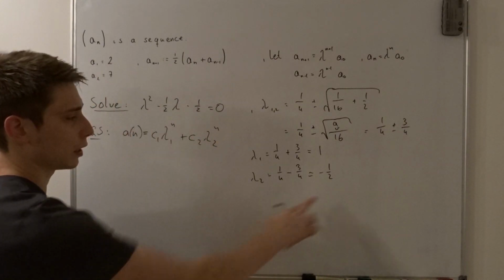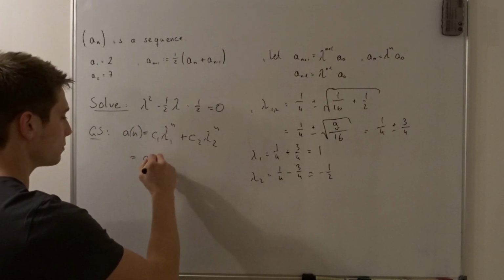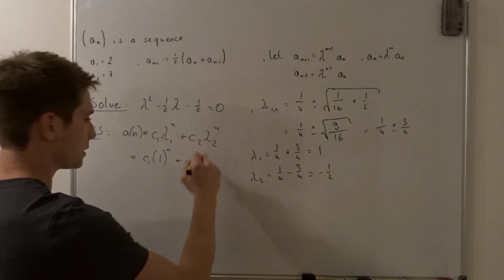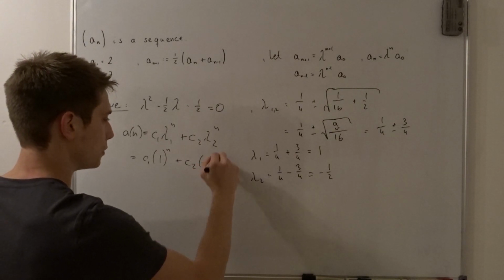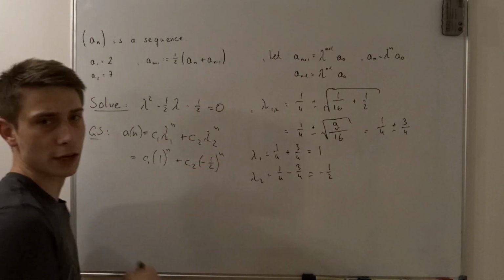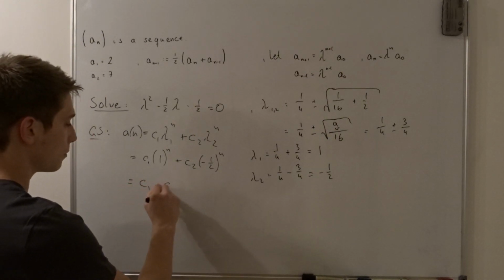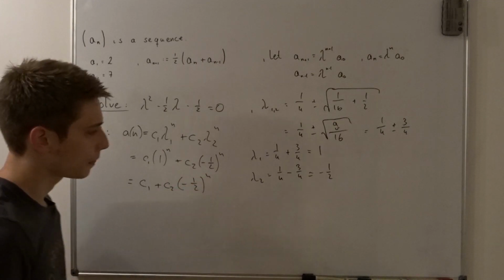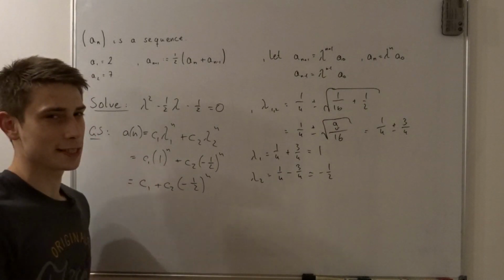And now we can plug our lambdas in. So that would mean c1 times 1 to the nth power plus c2 times minus 1/2 to the nth power. That's great, I guess. So 1 to the nth power is just 1. So we can simplify this further. So that's c1 plus c2 times minus 1/2 to the nth power. And this equation is in terms of n.